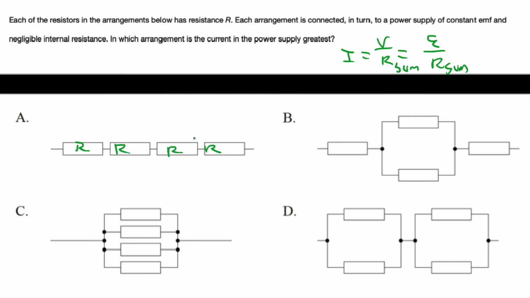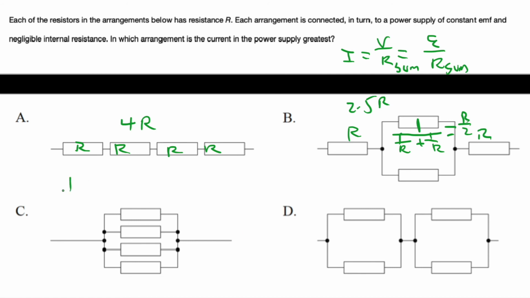So A, because all 4 resistors are connected in series, is going to have a resistance of 4R. Here is going to have a resistance of R, so 2R here. And for the 2 resistors connected in parallel, it's equal to the reciprocal of 1 over R plus 1 over R, which gives us R over 2. So this is going to be equal to 2.5R.